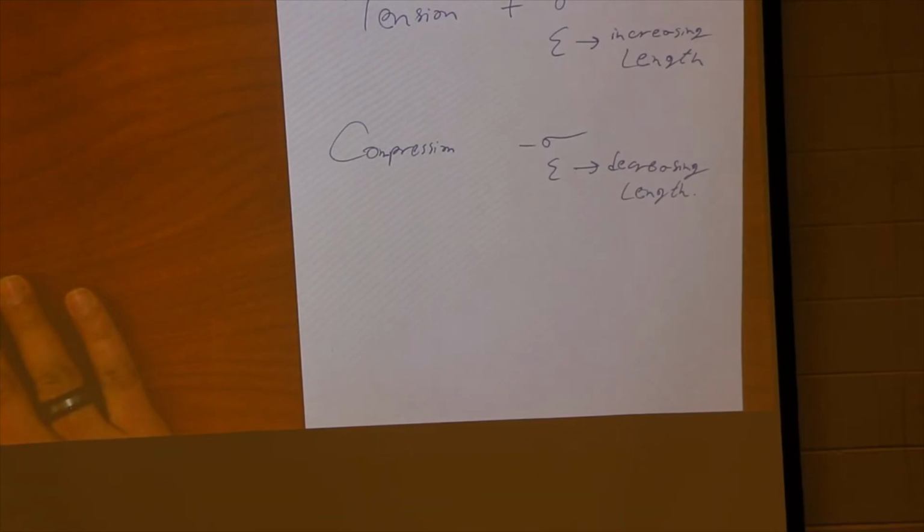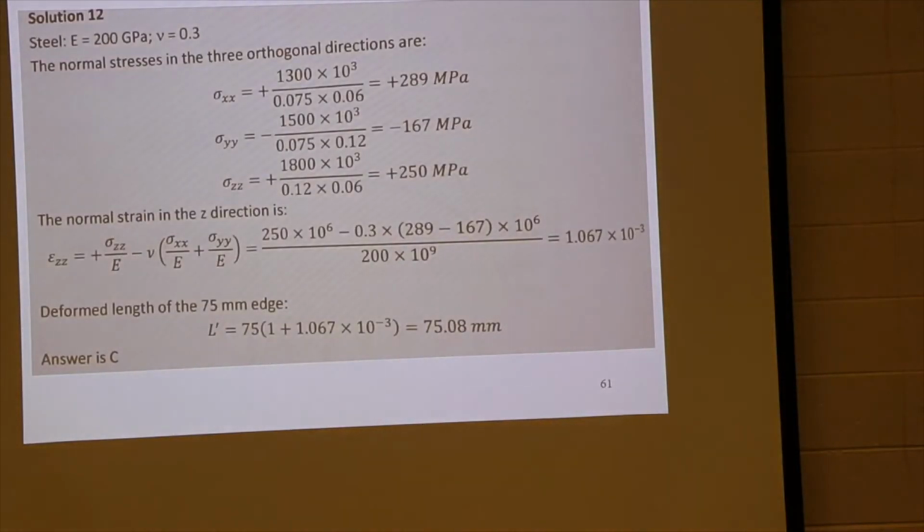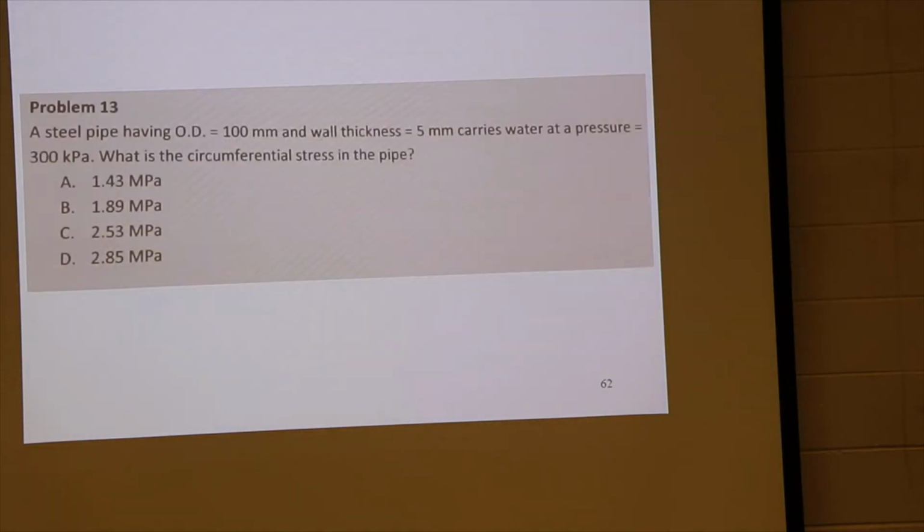Anyone still copying? Okay. A steel pipe having outer diameter 100 millimeter and wall thickness 5 millimeter carries a water pressure of 300 kilopascal. What is the circumferential stress in the pipe?